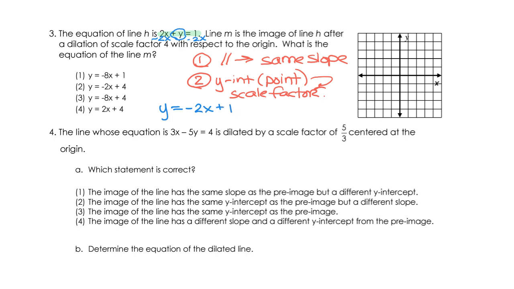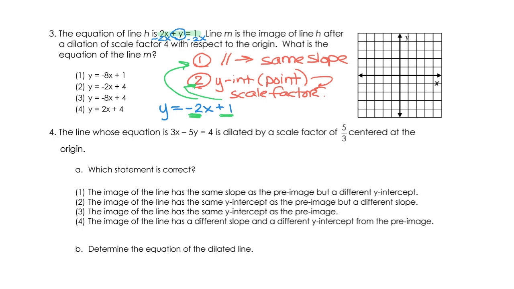Or you could say 1 minus 2x. But I like it this way. That way my slope is still first and my y-intercept is second. So here's my slope. And remember, slope is going to stay the same because the lines are going to be parallel when we dilate them. Here's my y-intercept, and remember what we said about the y-intercept.